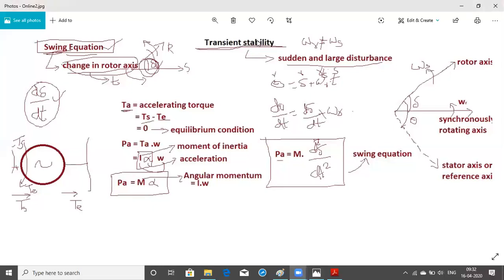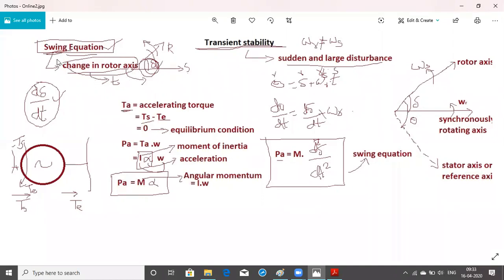To determine the transient stability, we first require the swing equation, because for anything you are going to solve to determine the transient stability, the first thing we require is the swing equation. I have already defined what a swing is. Swing is nothing but a change in the rotor axis with respect to the stator axis. This change in the rotor axis is due to a disturbance condition. If there is any disturbance, the rotor axis is going to get accelerated or decelerated. Therefore, this delta will change. For that reason, we call it a change in the rotor axis.